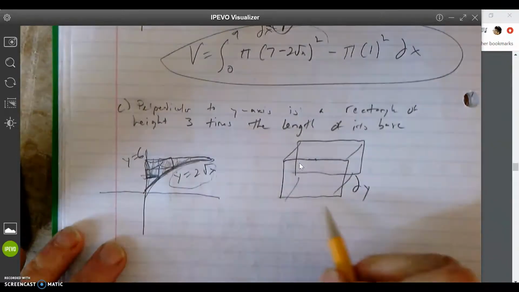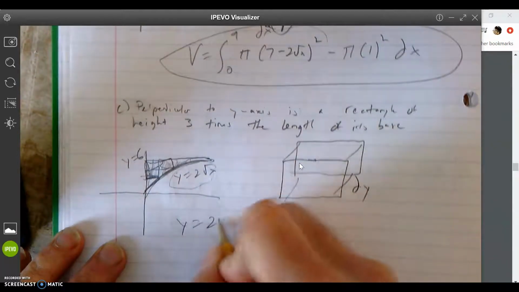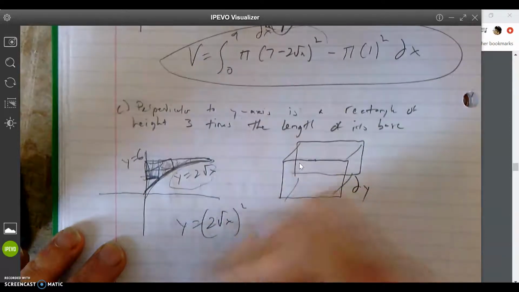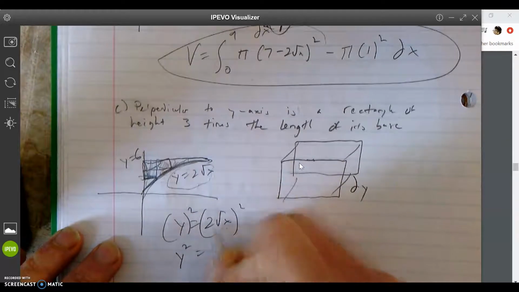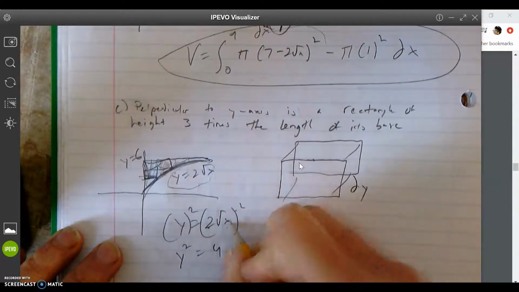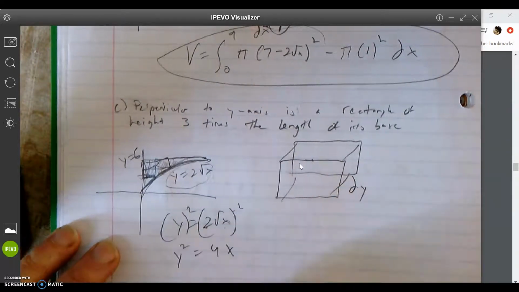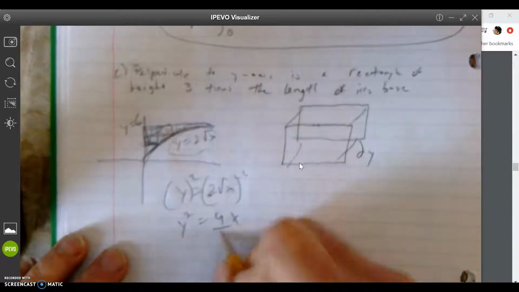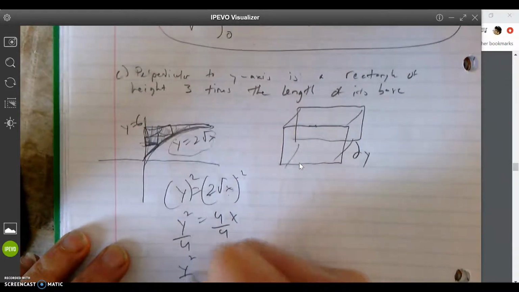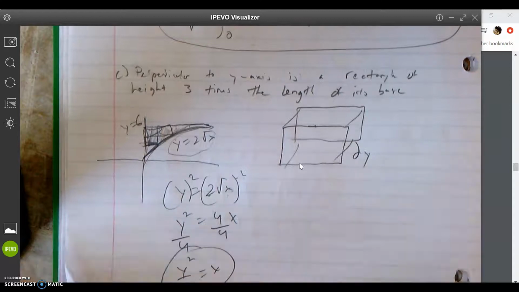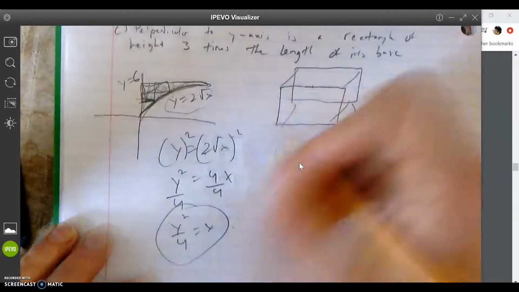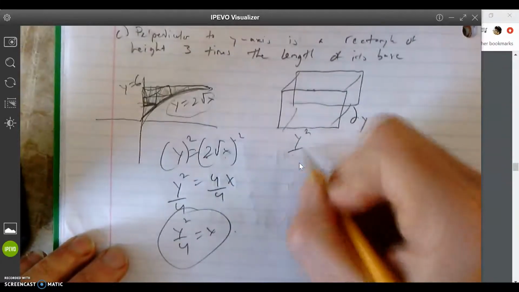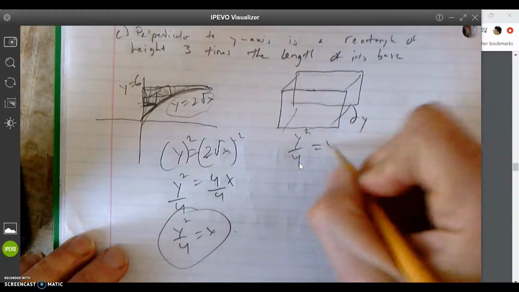Okay, so the inverse of y equals 2 radical x. You can square both sides because I'm solving for x. So it's y squared equals 2 squared, which is 4, radical x squared, which is x. Now I divide by 4, and I have my inverse. Y squared divided by 4 equals x. There you go. So that is this part right here, which is y squared over 4 equals x.